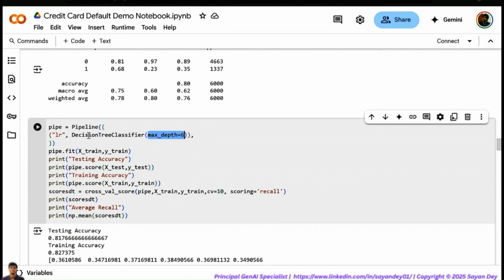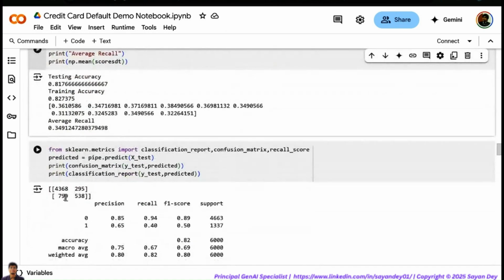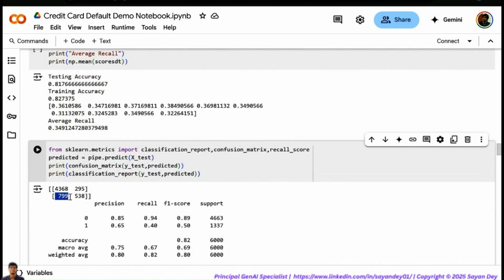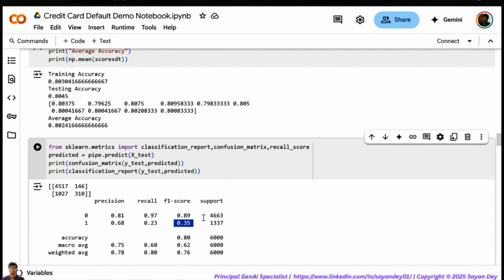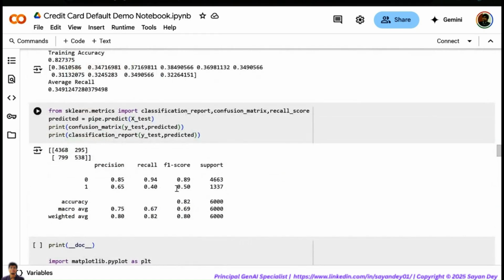This is a better algorithm. And with decision trees, we are able to get even better. Can you see? 799. So the false negatives are reducing, and we are able to get an incrementally better and better model as we go along. The F1 scores are also very, very high. So previously the F1 scores were 35% for one class, and now we can see the F1 scores are 50%.